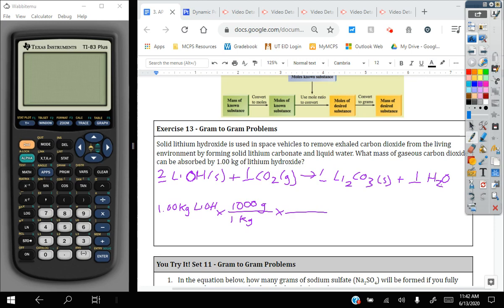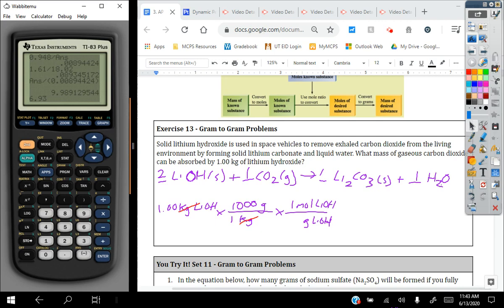If I have grams on the top of my second fraction here, because kilograms have canceled, then I need grams of lithium hydroxide on the bottom. All right. And then on top would be 1 mole of lithium hydroxide. Now I need to find my molar mass, so I got to break out my calculator.